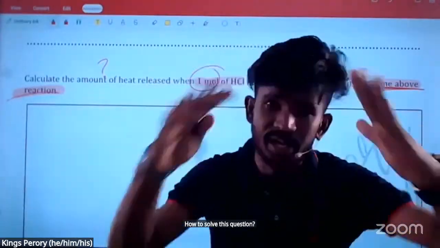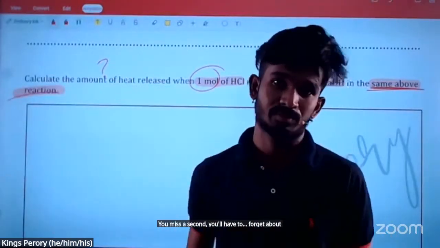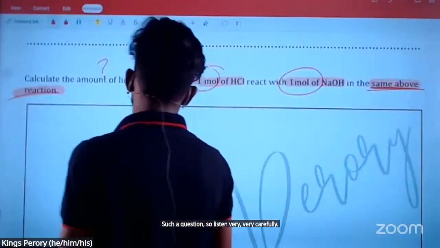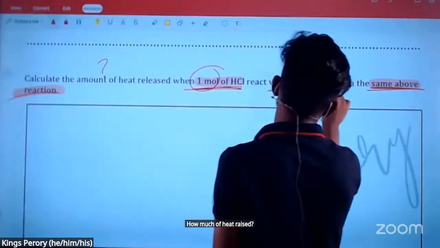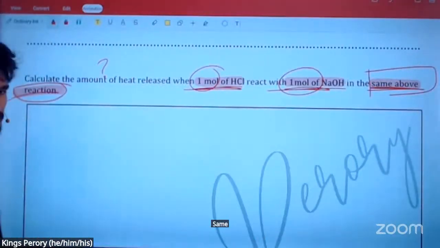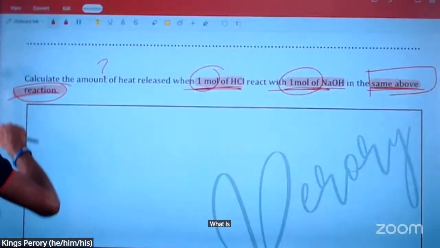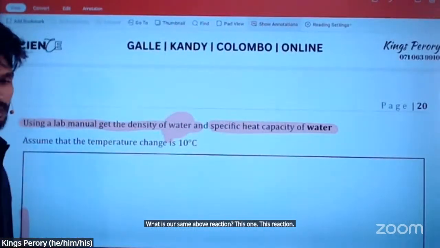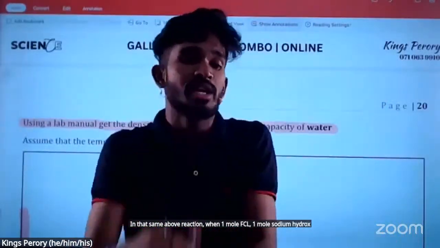Listen very, very carefully. You miss a second, you'll have to forget about this section. They are asking how much heat is released when 1 mole of HCl and 1 mole of sodium hydroxide react in the same above reaction. What is our same above reaction? This one. This reaction.